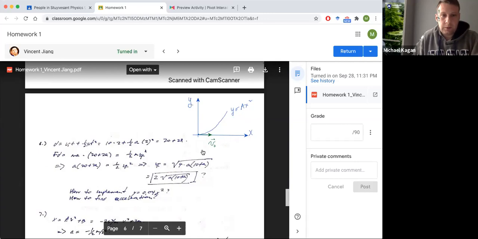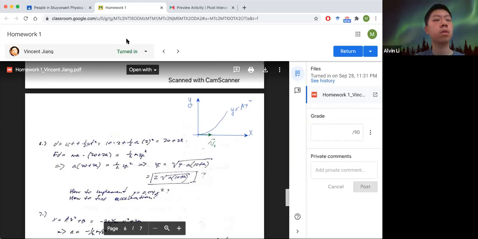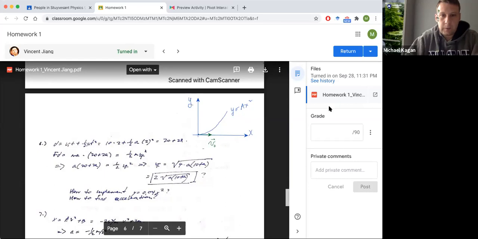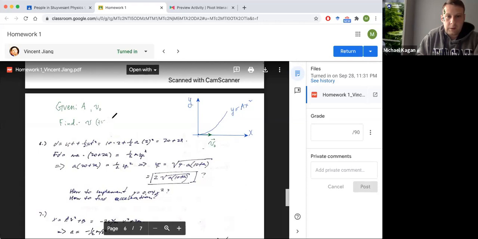And you need to find, yeah, perhaps. Oh, 2 seconds later, okay. Yeah, so let me put it all here. Given, you know the A, it's a specific number, you know V naught. You want to find V at t equal to 2 seconds.